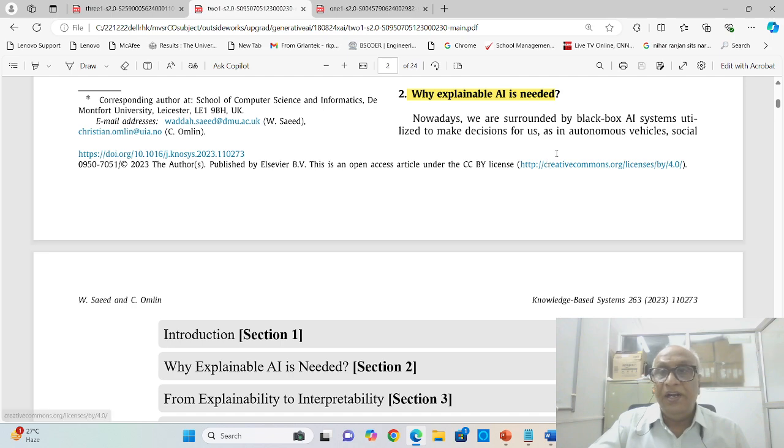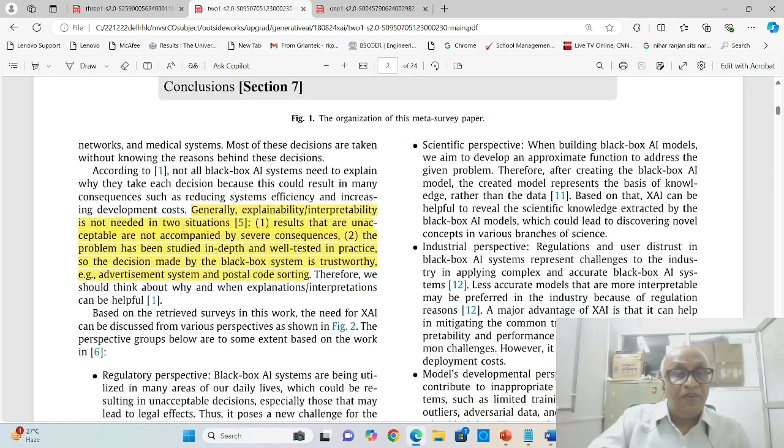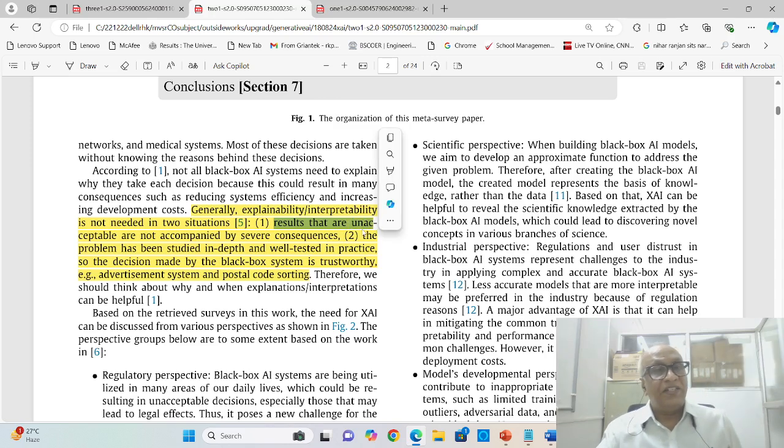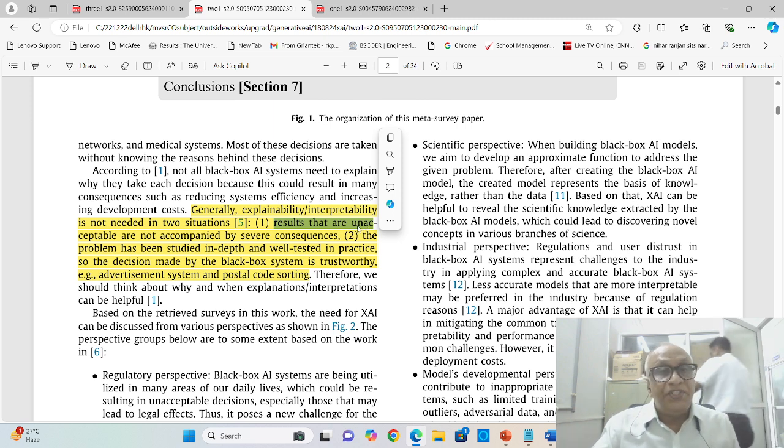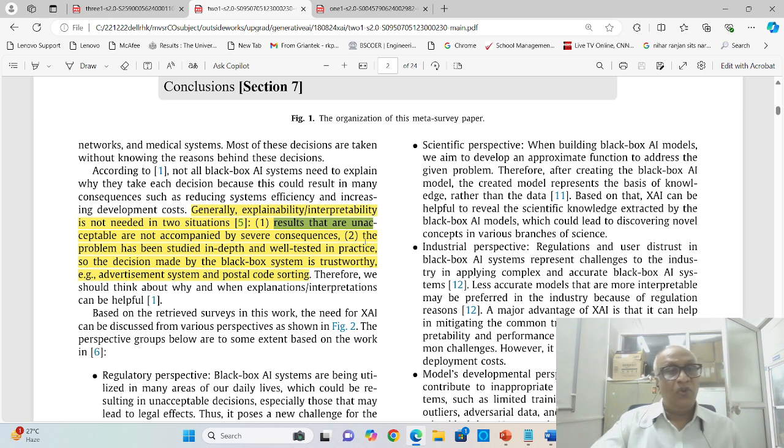Why explainable AI is needed. But here, very interestingly, where explainable AI is not required is mentioned, and two such situations are mentioned. One situation where explainable AI is not required is when results that are not acceptable are not accompanied by severe consequences. The other is when the problem has been studied in depth and well tested in practice, so the decision made by the black box system is trustworthy. So you can understand where explainability is not required: at one place where the results are not severe, and the other place where the system is already well in place, being practiced, and trustworthy, though it is a black box.